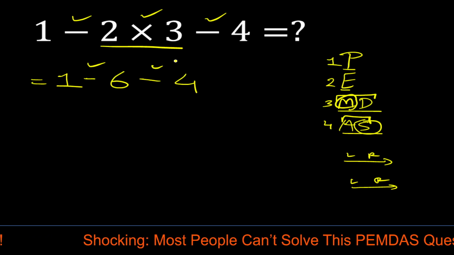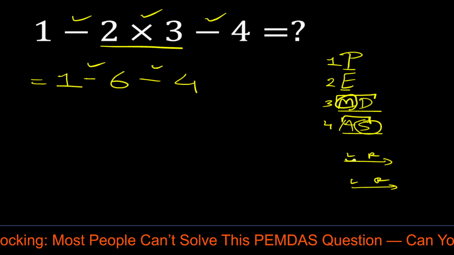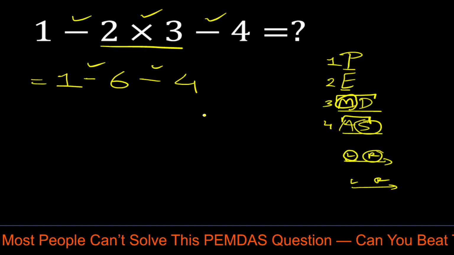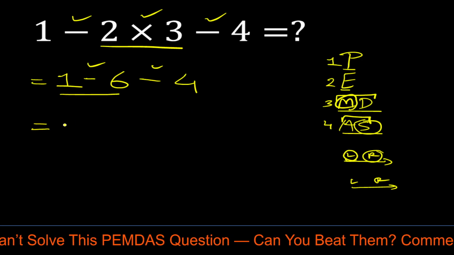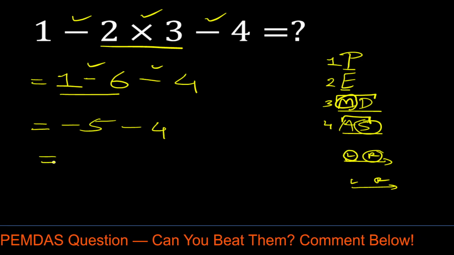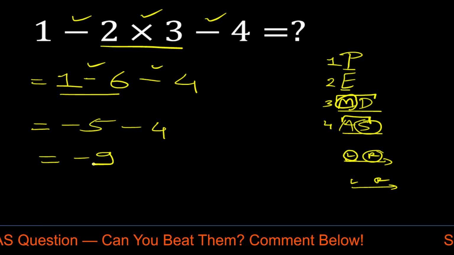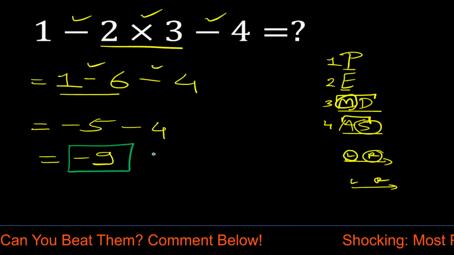Now here we have subtraction and here subtraction, and both have equal priority, so we have to solve it from left to right. So first we have to solve this subtraction, right? So 1 minus 6 is equal to minus 5 minus 4. So minus 5 minus 4 is equal to minus 9, right? So the correct answer is minus 9.